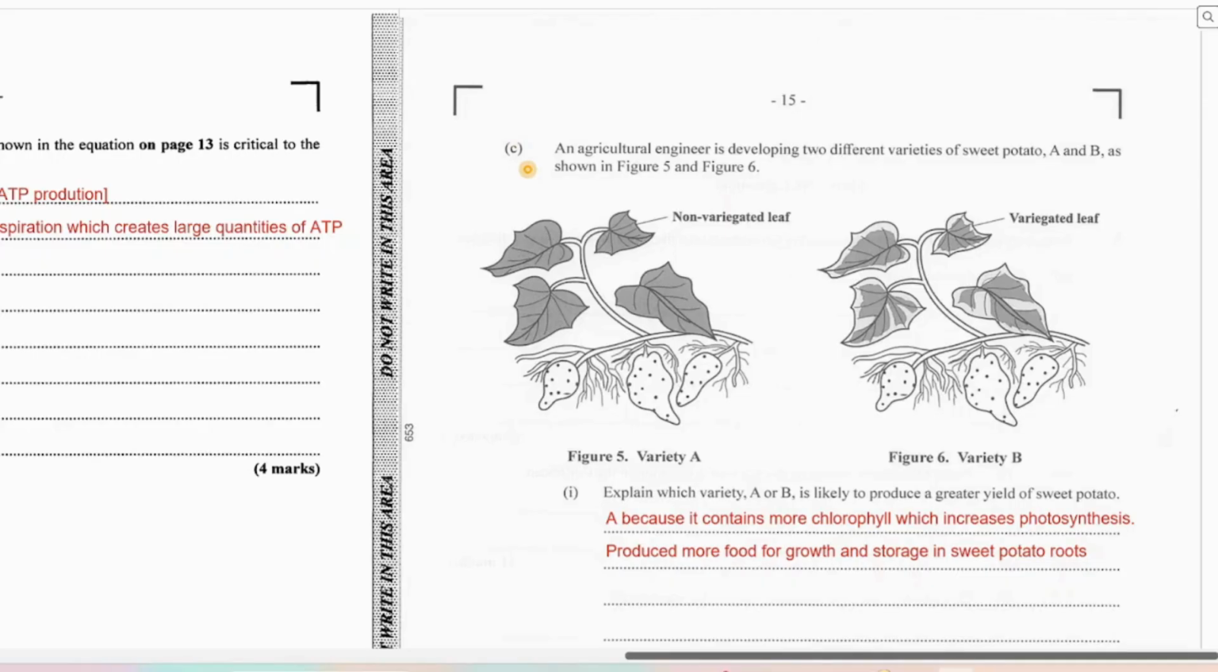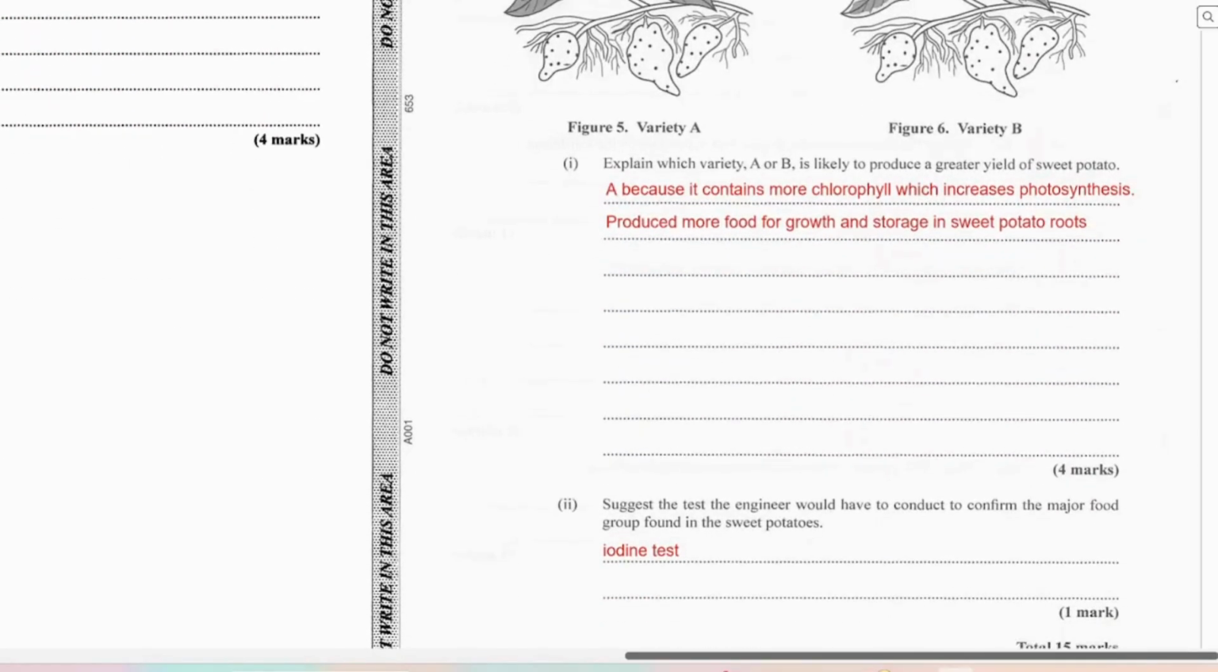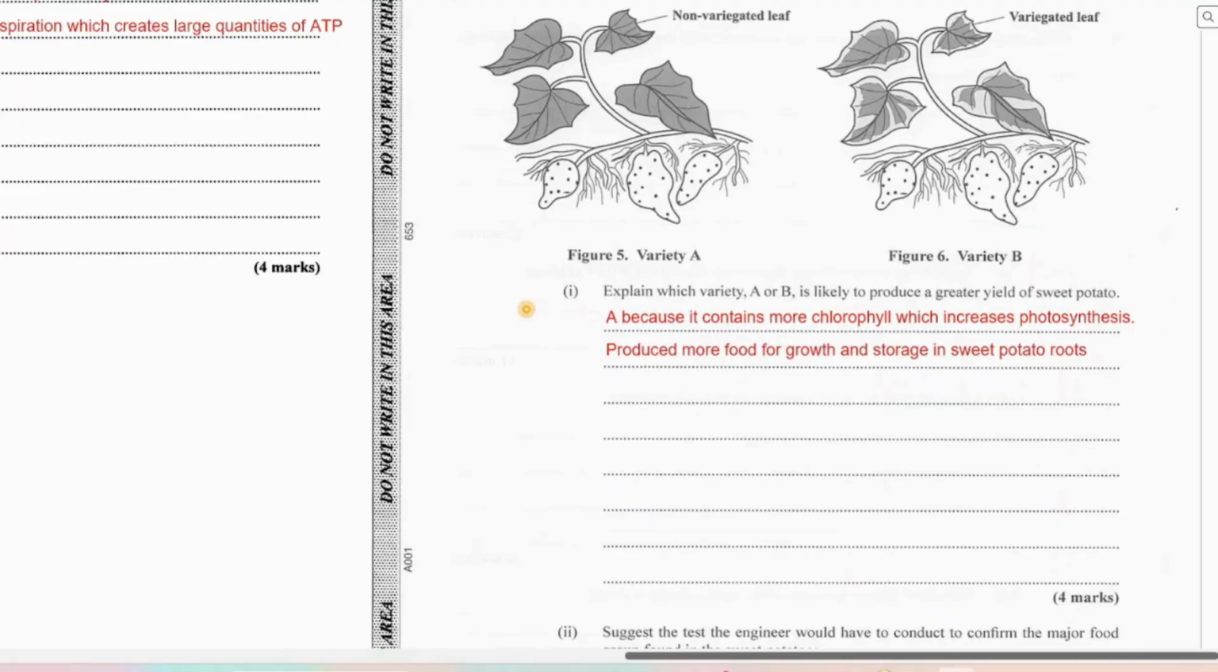Then we have part C. So an agricultural engineer is developing two different varieties of sweet potato, A and B, as shown in figure 5 and 6. Variety A has non-variegated leaves, while variety B has variegated leaves. So what they want us to explain, part 1, explain which variety, A or B, is likely to produce a greater yield of sweet potatoes.